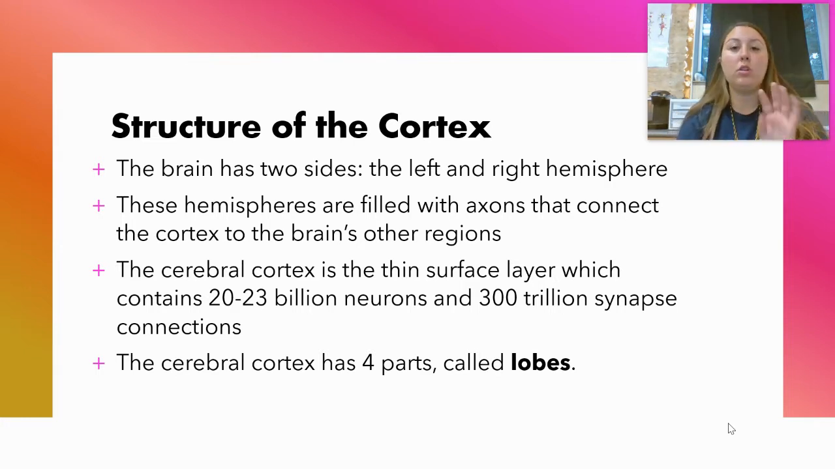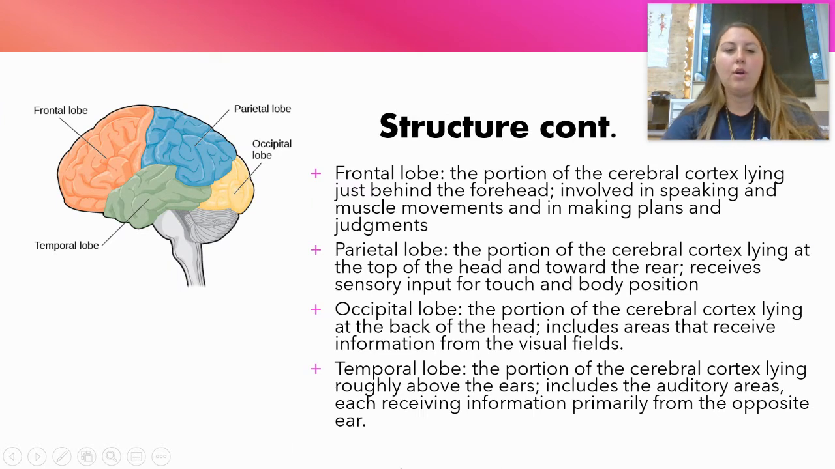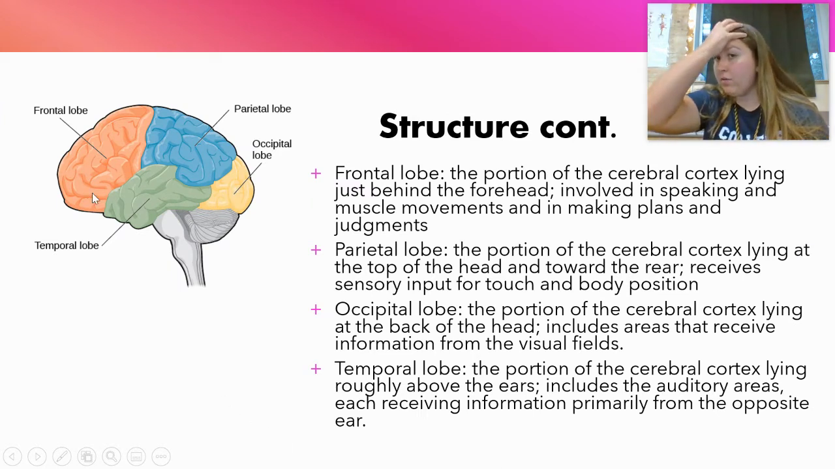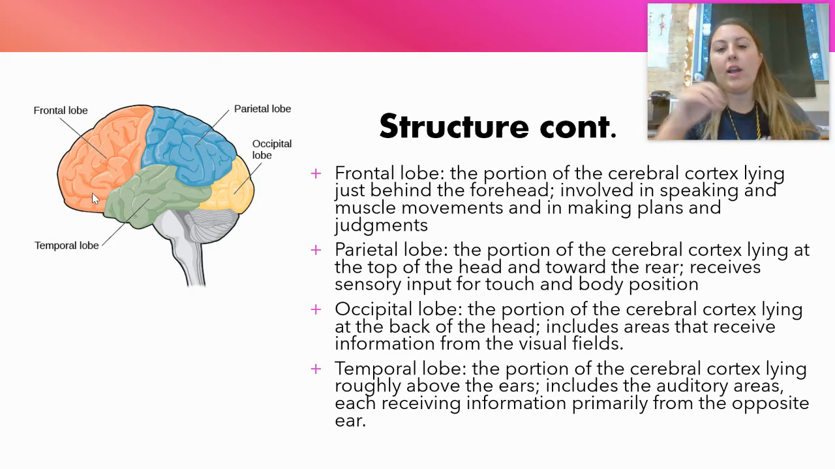These parts are called lobes, and the lobes are as follows. So we've got our frontal lobe. That's in the front. So right here is our frontal lobe. It's at the front of our skull. And this area is involved in speaking, muscle movements, making plans, and making judgments. So it has a lot of different roles, but those are its main ones.